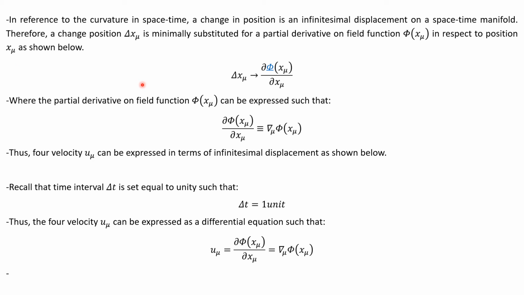As I just explained, the change in position is minimally substituted for the infinitesimal change on the spacetime manifold, or on the field function phi, or the curved manifold, which is described by the field function, where the partial derivative on the function delta phi here can be expressed such that, as we already conveyed. Thus, the 4 velocity can be expressed in terms of the infinitesimal displacement as shown below.